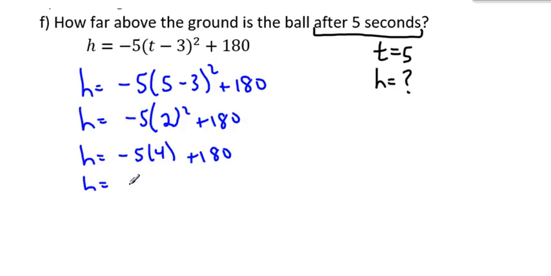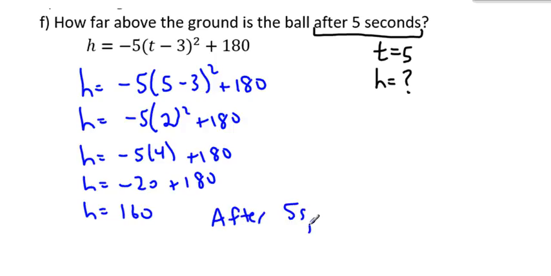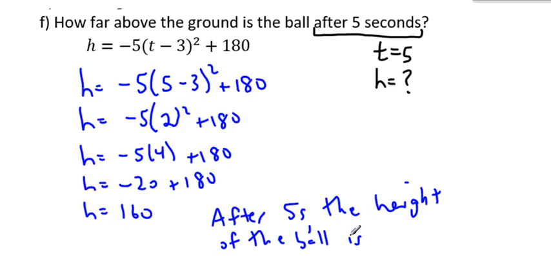Multiplying, -5 times 4 is -20. And then finally, addition and subtraction. -20 plus 180 is positive 160. So after 5 seconds, the height of the ball is 160 meters. Okay. And it's nice when things make sense.